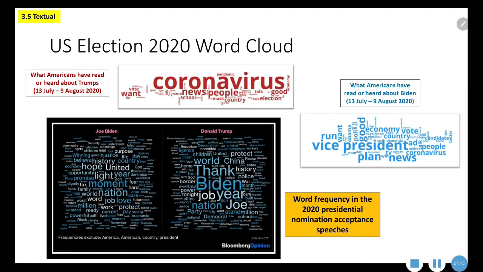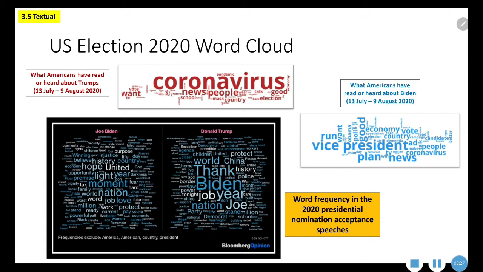And then for Biden, what Americans have heard or read about him from the same date is probably "vice president." They also know that Biden talked about new plans for how to mitigate the coronavirus in the US, and news and economy. It looks more positive compared with the words they heard or read about Trump. So Trump is more popular with the issue of coronavirus.